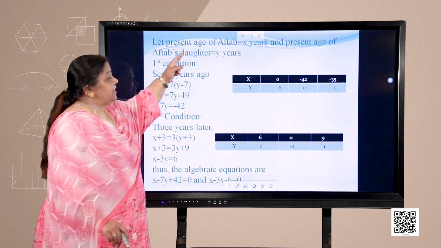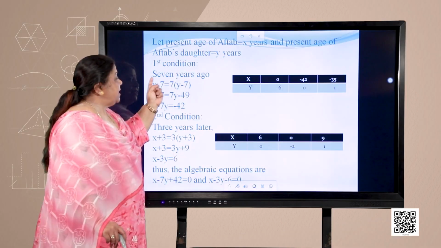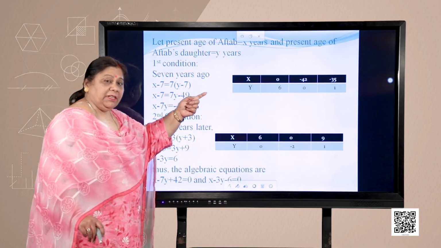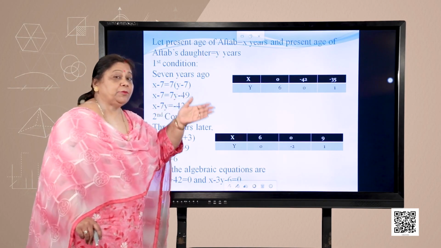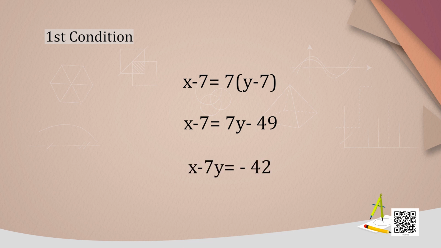See, let present age of Aftab be x years and his daughter's age be y years. And we saw that first condition says 7 years ago. Ago means minus, so I will be using 7 years before. x minus 7 is equal to 7 into y minus 7. On simplifying, we get x minus 7 is equal to 7y minus 49. That gives x minus 7y is equal to minus 49 plus 7. That gives us x minus 7y is equal to minus 42.